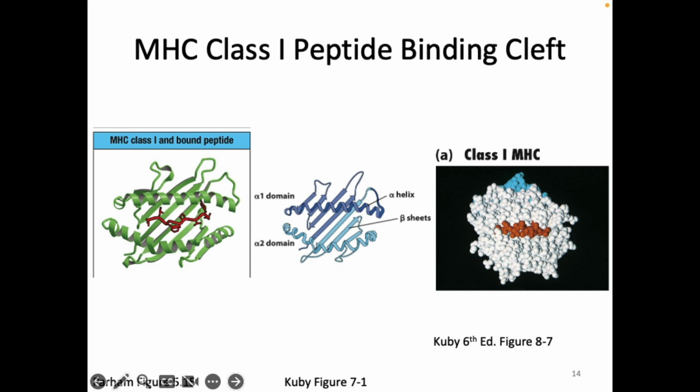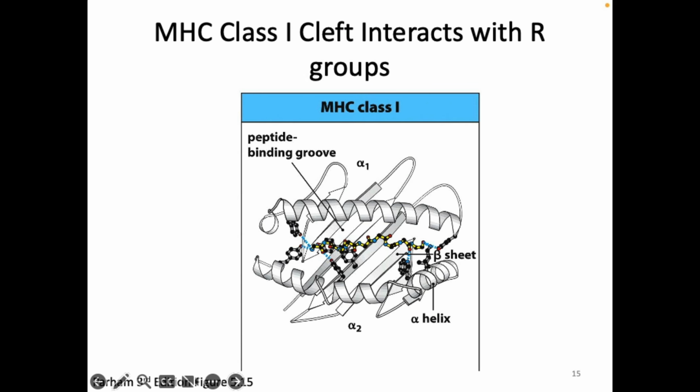There's one other really key feature about the MHC class 1 peptide binding cleft. This, Jonah, is your question. Which is that the MHC class 1 peptide binding cleft interacts with R groups. This is the version from your textbook, but I'm also going to draw this and show you a couple of other versions.